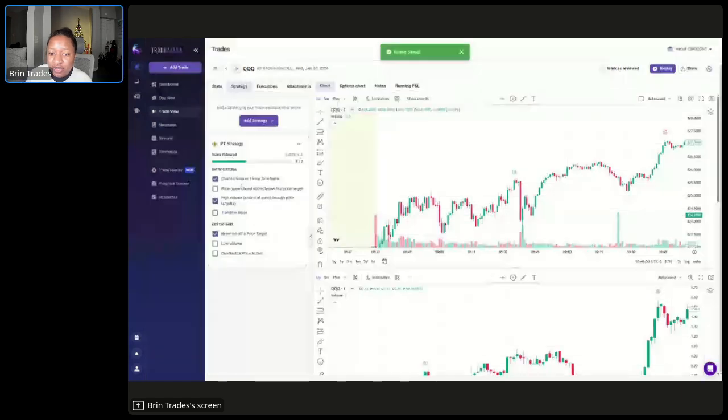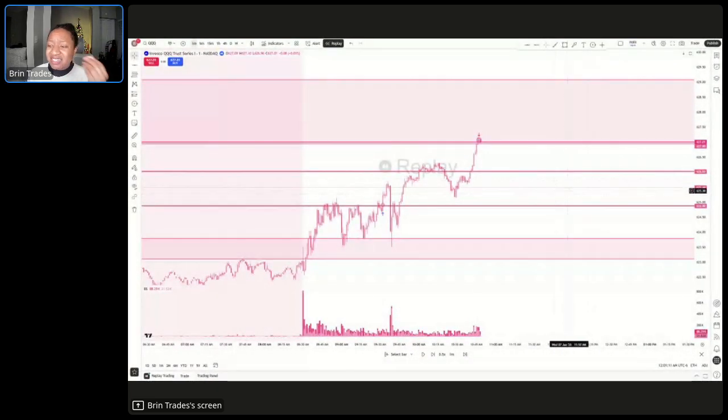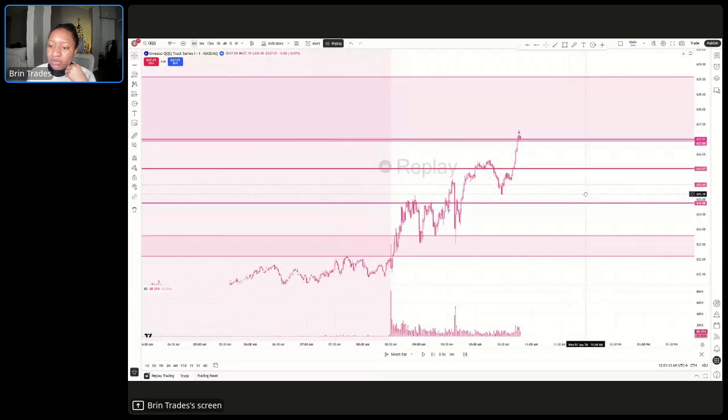And I did use a strategy. I charted the 5 or 15-minute time frame. I got in when there was high volume and price went through the price target, and I got out at a rejection off of a price target. Very simple, very easy, straight to the point kind of trade. Actually followed my rules. So this is really a testament to why you should be following your rules to the T, even if you may lose that day.